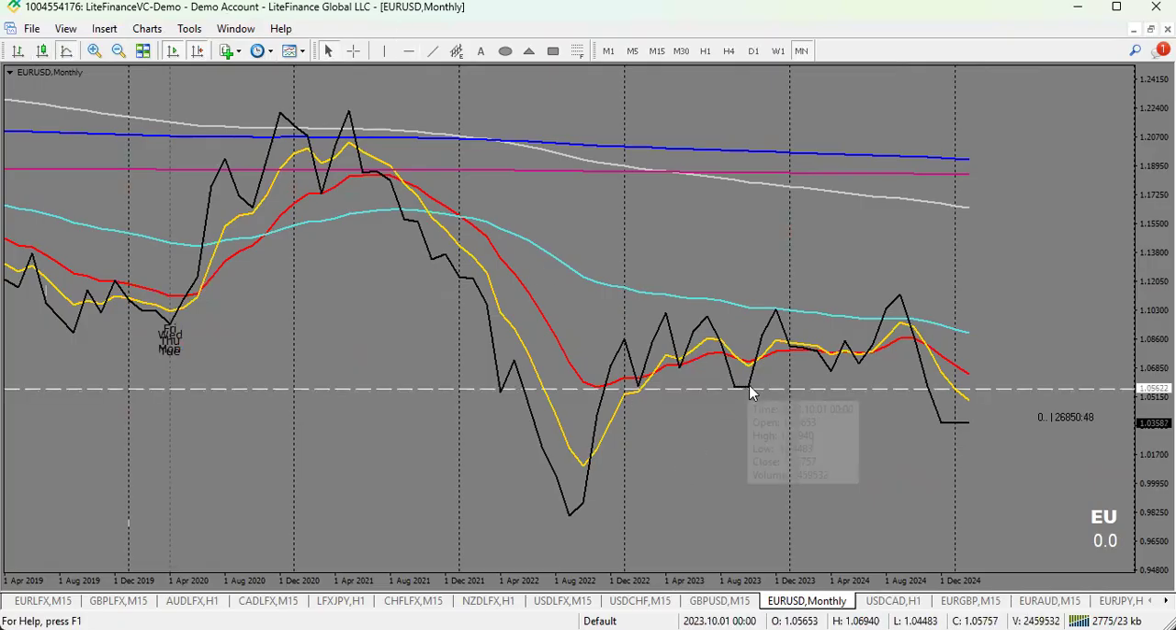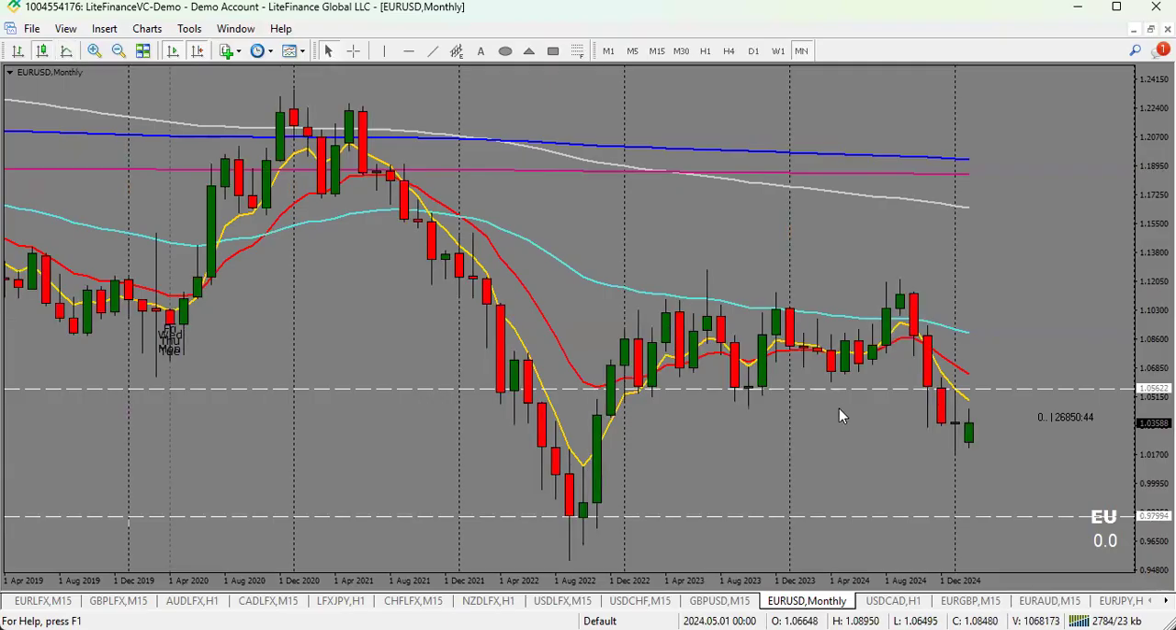And let us look at the closest areas of support and resistance that are close to the current market price. We have an order block. Here we have another block. And you can see the market is around the order block here.